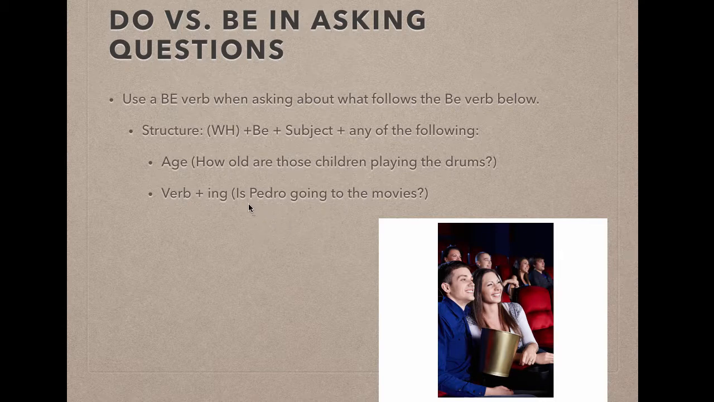So, we're going to use the be verb plus the main verb go plus ing. So notice that this is in the progressive tense. So since it's a progressive action, we're going to use the be verb. So we're going to pull out the be in front, and then we're going to add the subject, and then we're going to add the verb. Okay?